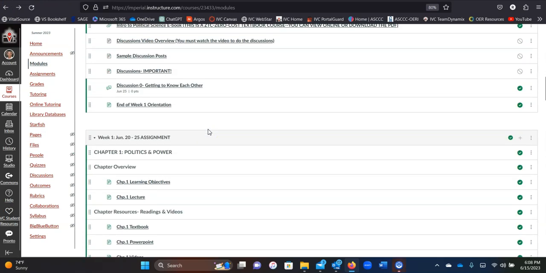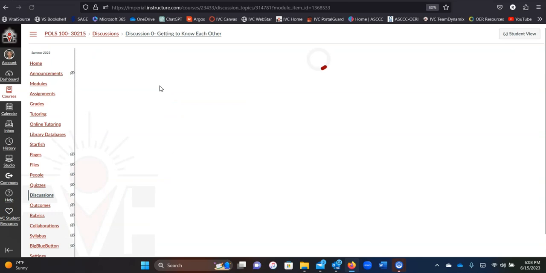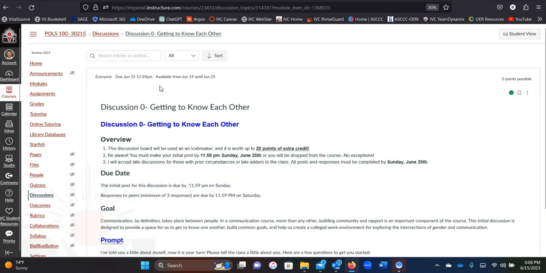And then lastly, the getting to know each other. This is basically a chance for you to get to know your other classmates. One of the things I think is important here is that not only do we get to know each other, but also that we are able to share ideas about some of the discussions we have.